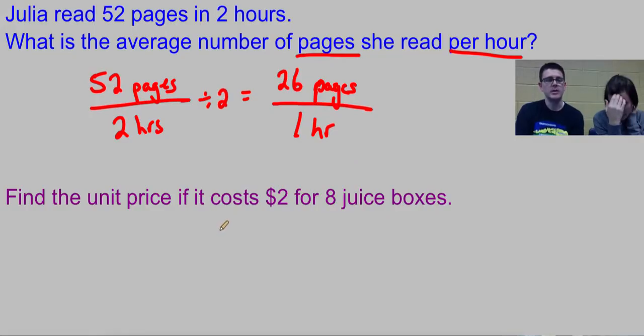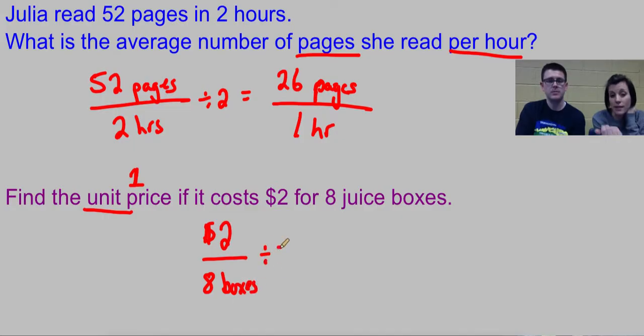All right. Next one says find the unit price. So unit price is the price for 1. How much is it for just one of something? It costs $2 for 8 juice boxes. So money goes on top, over 8 boxes. And it's going to seem weird since $2 is less than 8, we're still going to get less than $1. So $2 divided by 8 is going to give us 25 cents a juice box? Yep.